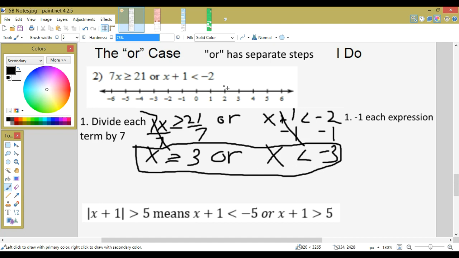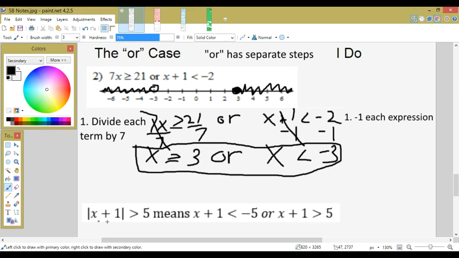So we find 3, and we put a point on it. x is greater than that, so the arrow is pointing this way. So we're going to shade in the right side. Then we're going to find negative 3 and put a hole, because there's no line underneath this less than symbol. The less than symbol is this way, so we shaded the left side.